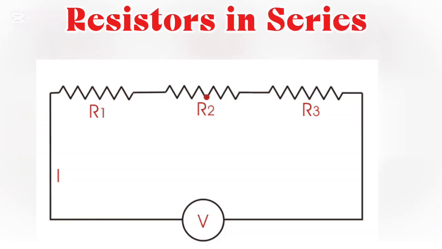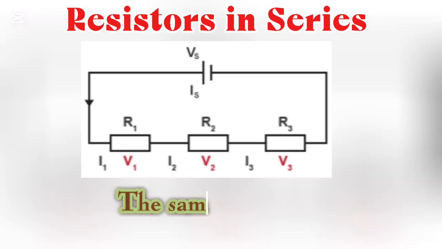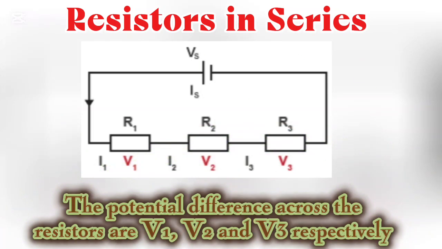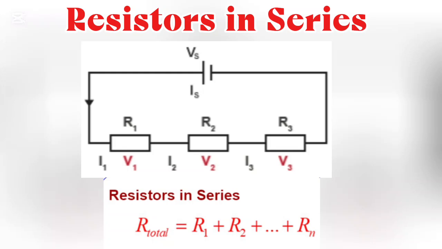Resistors in series. A number of resistors R1, R2, R3 in ohms are said to be connected in series if they are connected end-to-end consecutively. So the current must pass through each one sequentially. That is, the same current I flows through each resistor. The potential differences across the resistors are V1, V2, and V3 respectively. The total resistance is the sum of the individual resistances. R total is equal to R1 plus R2 plus R3 plus Rn.